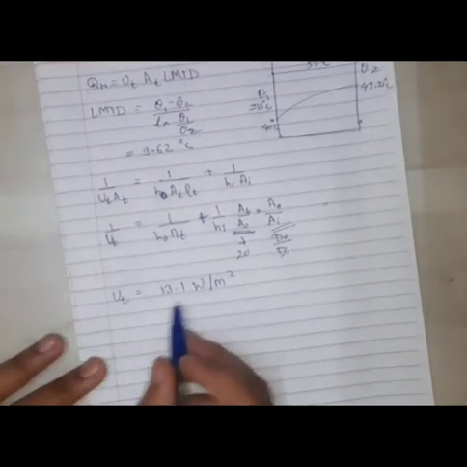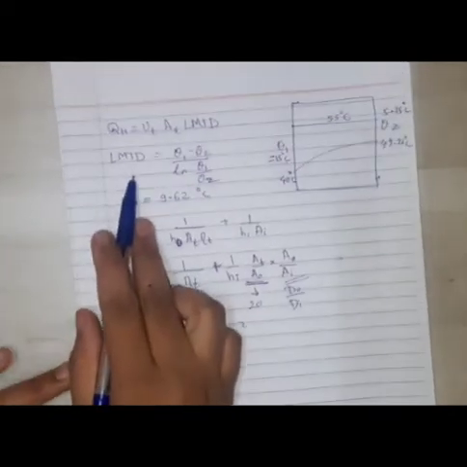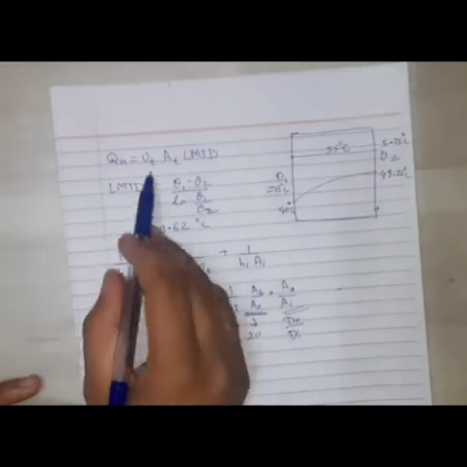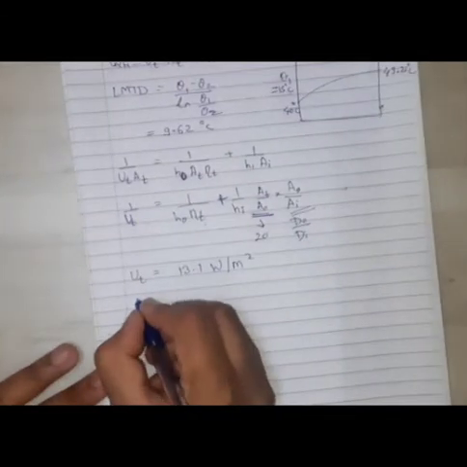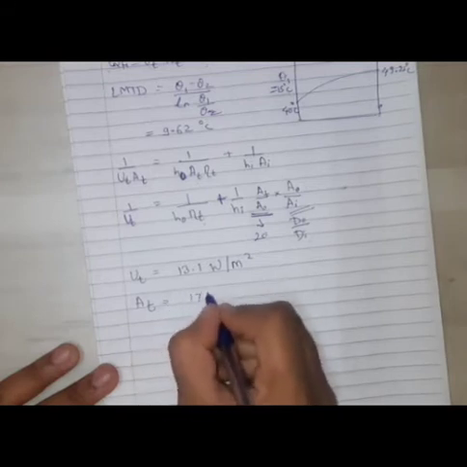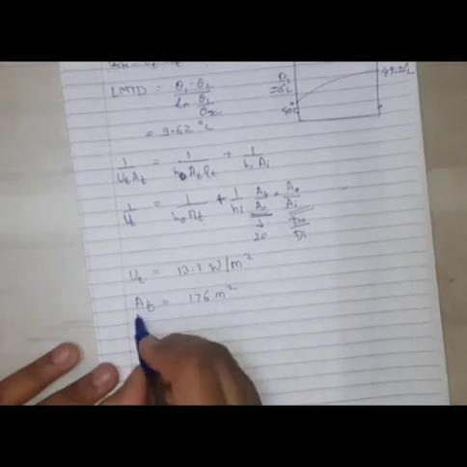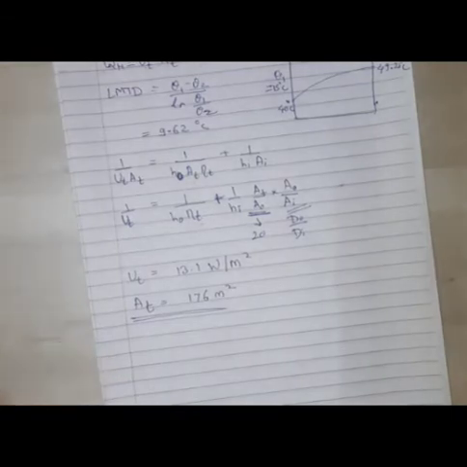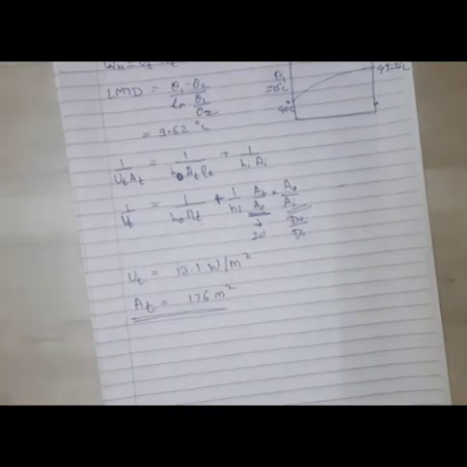Now as we have found UT also, LMTD also, so we can put all the values in this one and we can find the total area. So from that equation we will get the AT as 176 meter square. So this is the total area which is available on the outer side, or you can say fin surface area for that condenser.